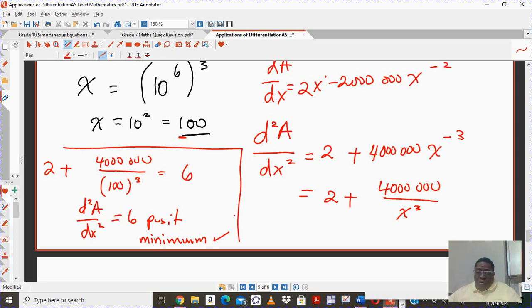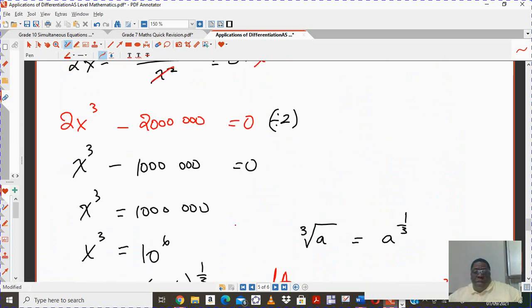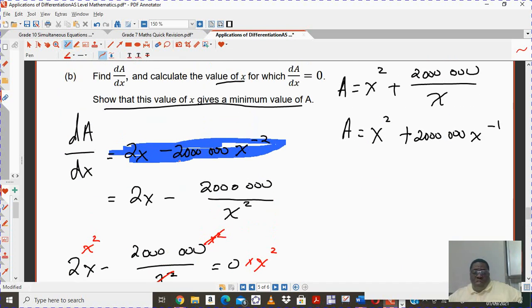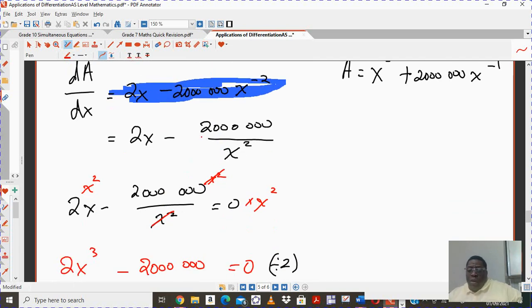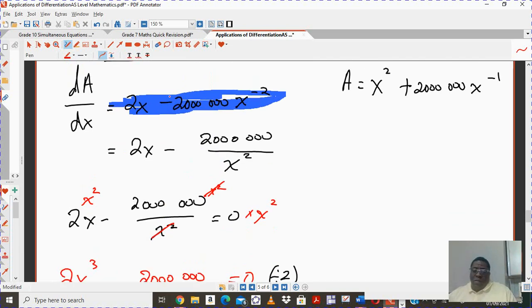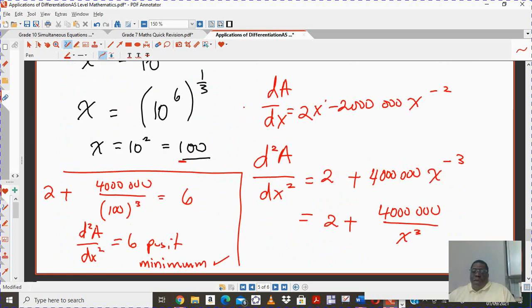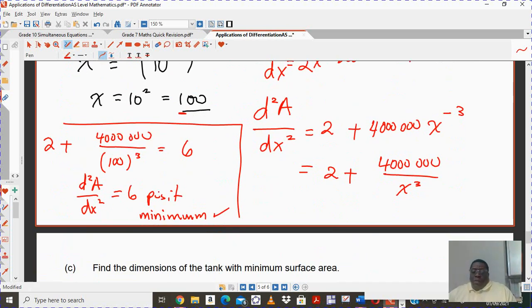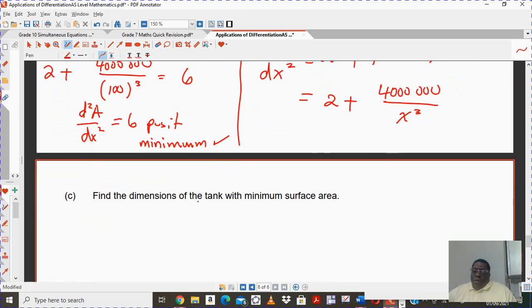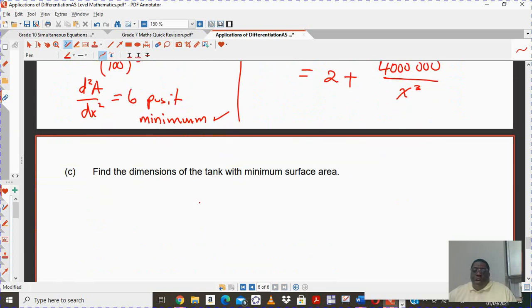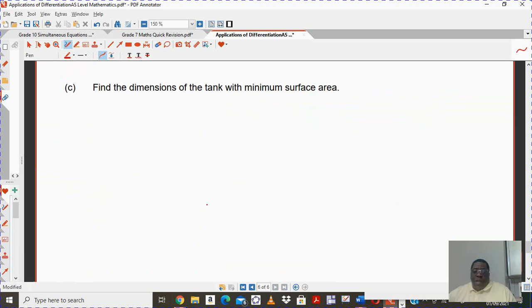Okay, so this part of the question here had a lot of things in it. They say show that this value gives a minimum. You had to show by taking the second derivative, and you were supposed to find a positive value. And once you have a positive value, then you know that it will therefore be a minimum. Now they're asking us to find the dimensions of the tank. Well, it becomes actually straightforward.